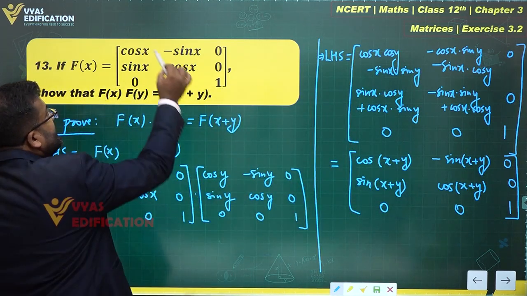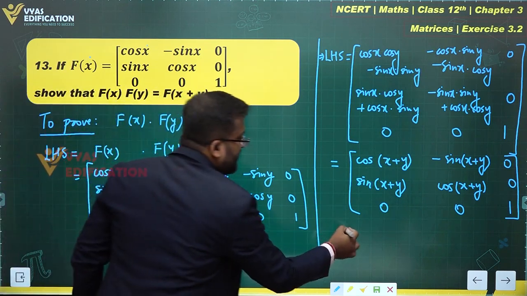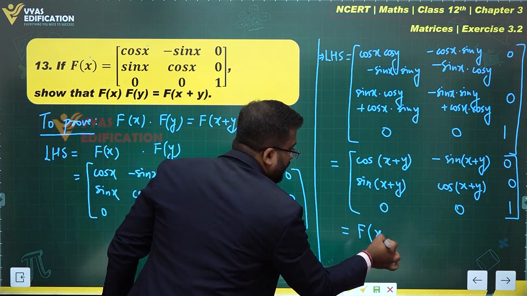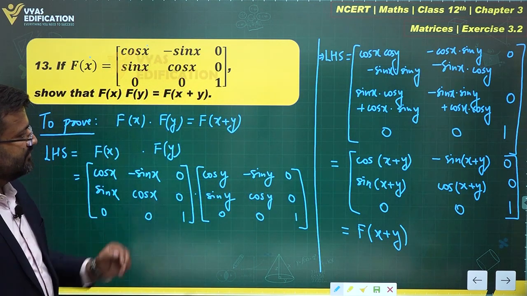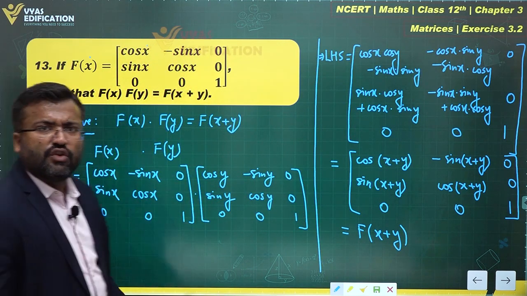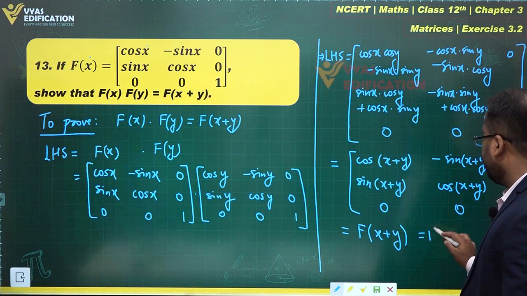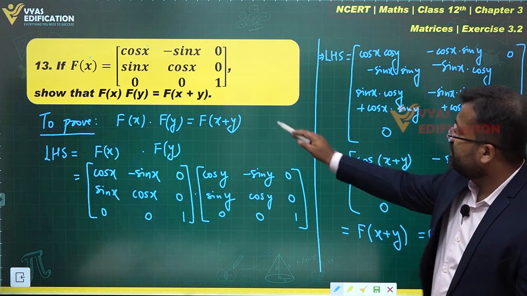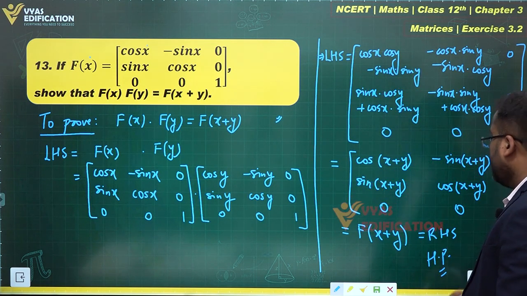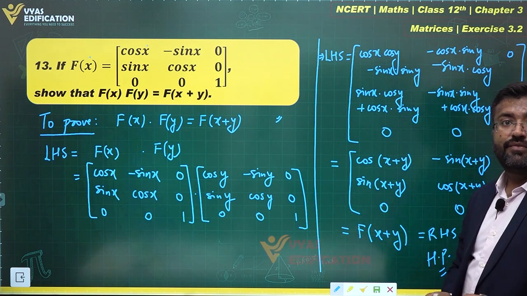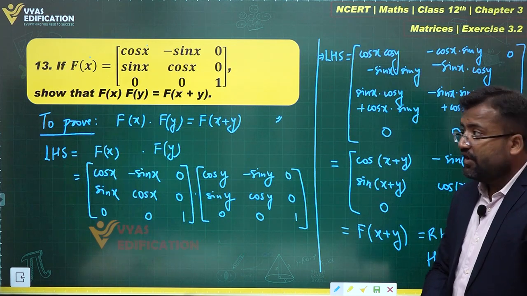So we have replaced this x by x plus y, and this can be written as f of x plus y. That is something which we wanted to prove. And yes, we have started from the LHS and we have reached the RHS of this statement. And that's the complete proof of this question. Is that all? Yes, that is all for this question, as you can clearly see on the screen.